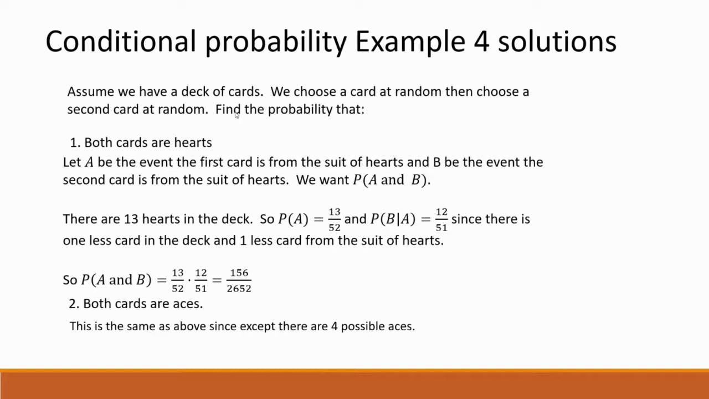Keep in mind, we are not putting the cards back, okay? If we were, the events would be independent, and it would be a lot easier. At least I think so. But anyway, there are 13 hearts in the deck, right? So the probability that event A occurs is 13 out of 52.